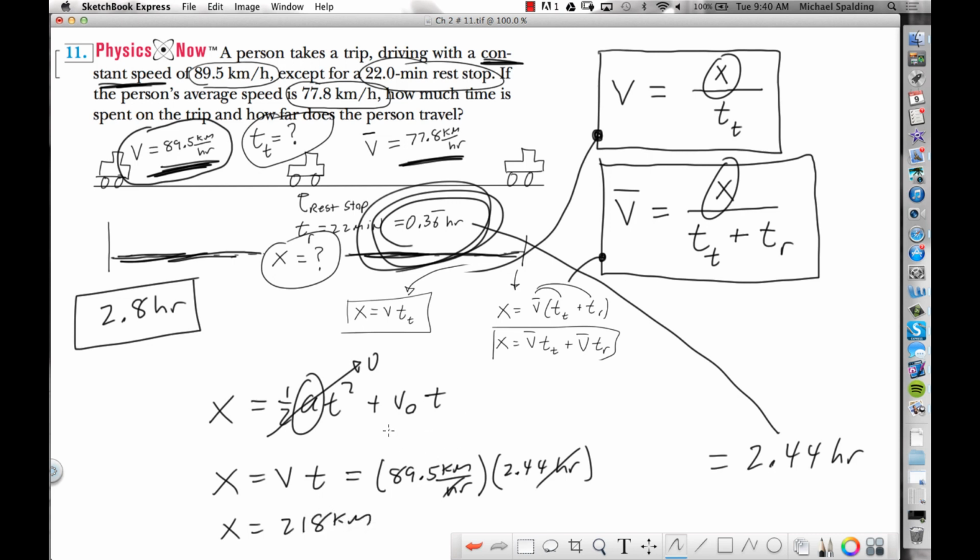Now, you could have also done 77.8 kilometers per hour, but then you'd have to use what time? Then use the 2.8, and it should come out exactly the same.